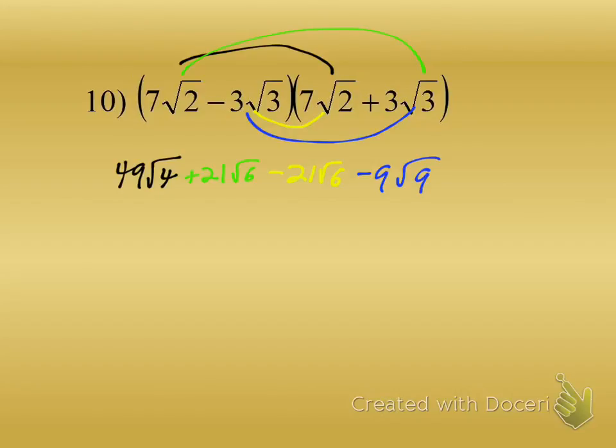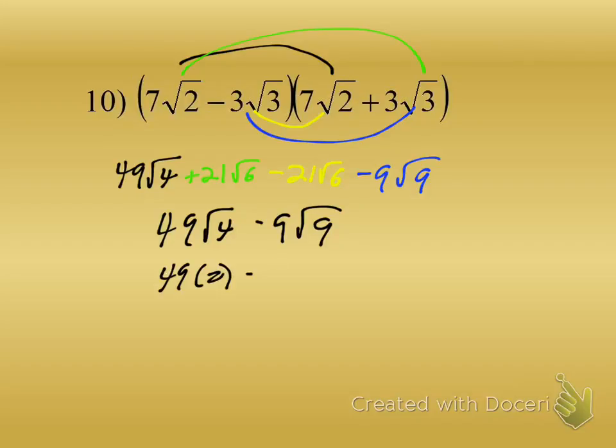Okay. What do you see? Hopefully you see two or three things. The middles cancel out. See that? 21 rad 6 minus 21 rad 6 gives you 0 rad 6, which is 0. So you're left with 49 square root of 4 minus 9 square root of 9. What else do you notice? Those simplify, right? What's the square root of 4? 2.